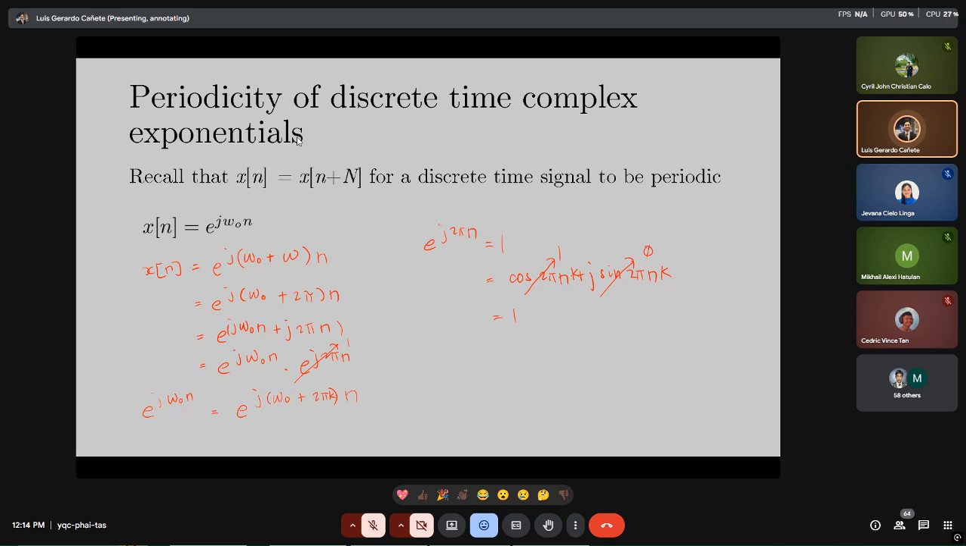Now let's say n is 3 and k is, let's say, 33, right? So that's, what is that? That's 99. So cosine 2 pi times 99 is still just going to be equal to 1. So this is always going to be equal to 1. So strangely enough, exponential signals or periodic sinusoids in particular, in the discrete time have a periodic nature such that e^(j omega o n) is equal to e^(j (omega o plus 2 pi k) n), right?